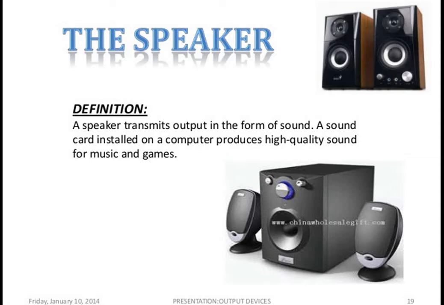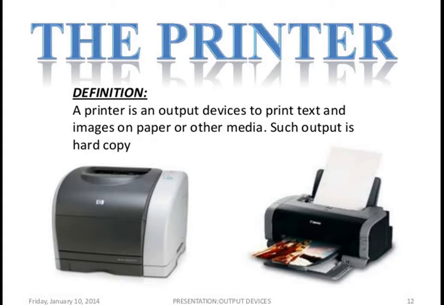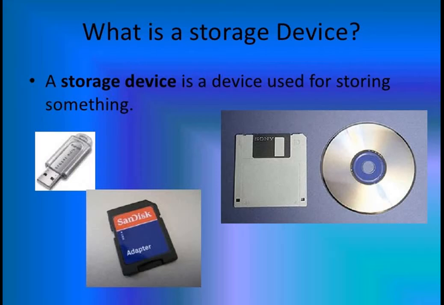Now let's quickly revise what are output devices. Any hardware component that shows you the final result is called an output device. The examples of it we have seen right now. Let's quickly revise that: monitor, then we have printer, and then we have speaker. Now we are moving to the next, the storage device. What is a storage device? A storage device is a device used for storing something.